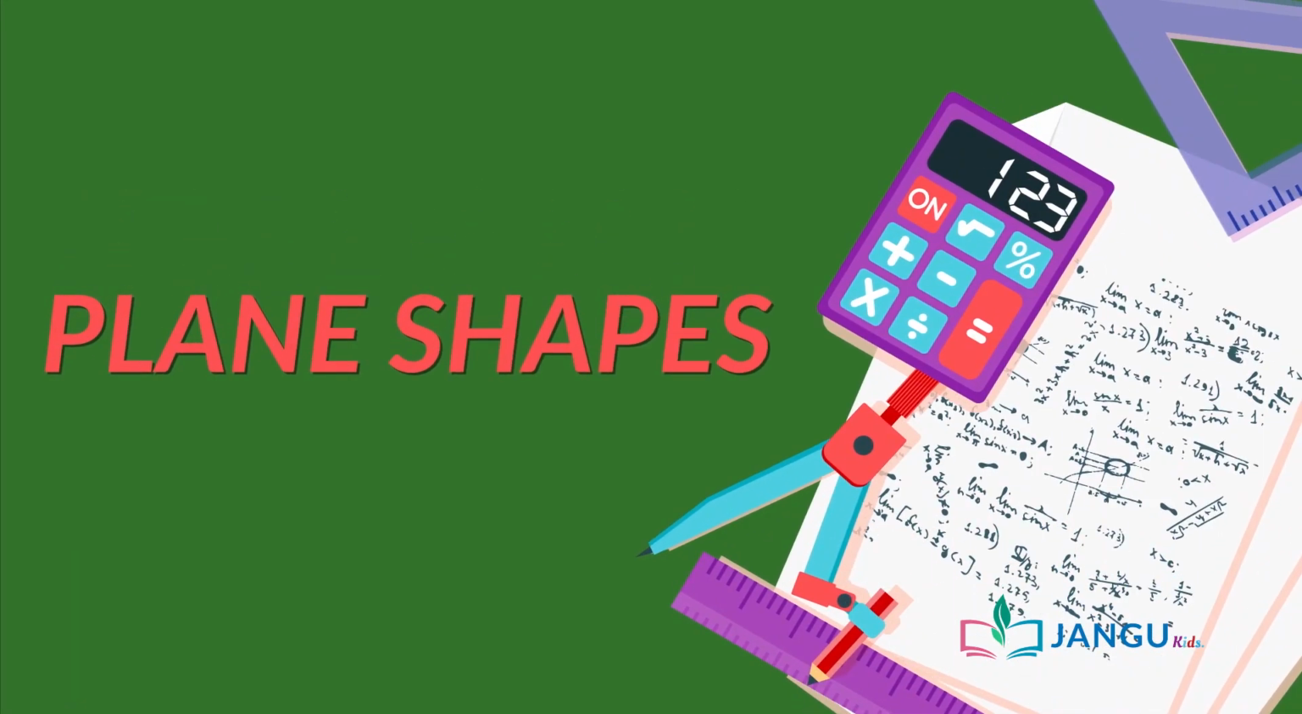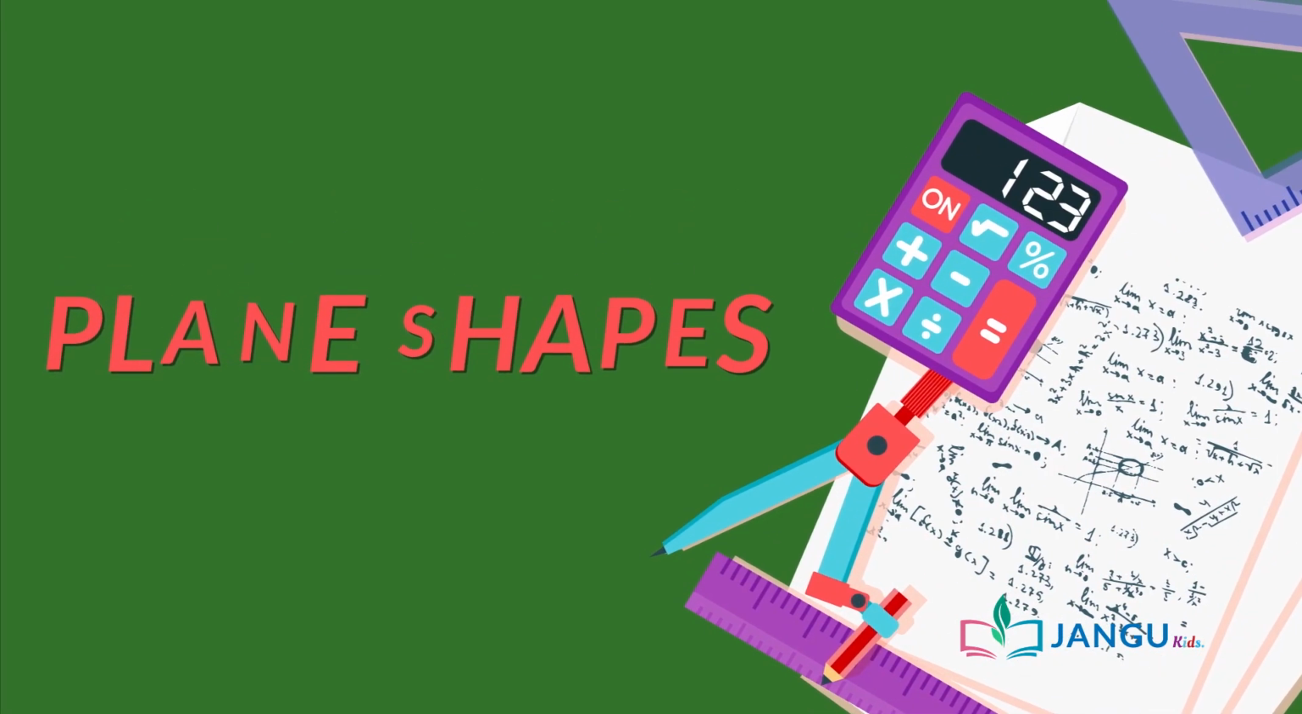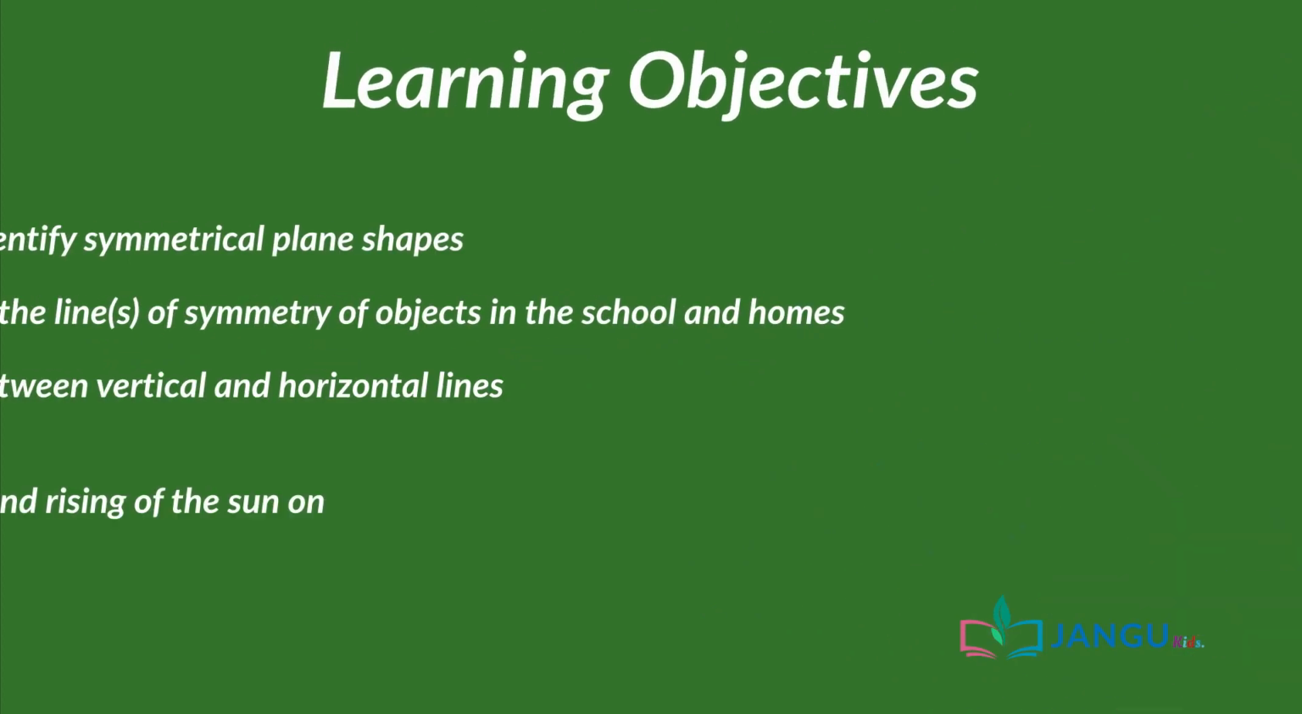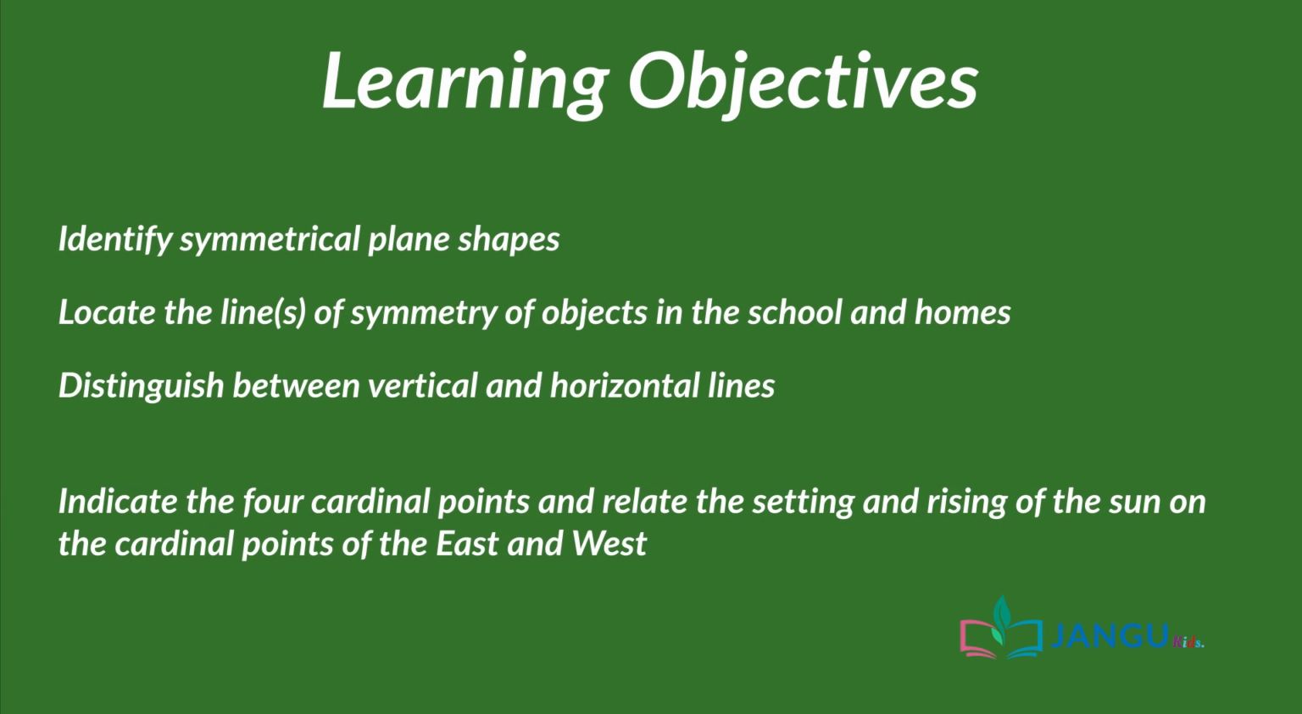Hi there! Our lesson today is on plane shapes. At the end of this lesson, we should all be able to identify symmetrical plane shapes, locate lines of symmetry of objects in the school and homes, distinguish between vertical and horizontal lines, and also indicate the 4 cardinal points and relate the setting and rising of the sun on the cardinal points of the east and west.